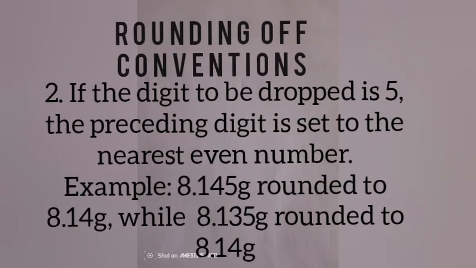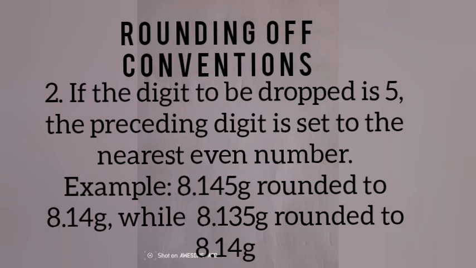Let's look at the second convention. If the digit to be dropped is 5, the preceding digit is set to the nearest even number.